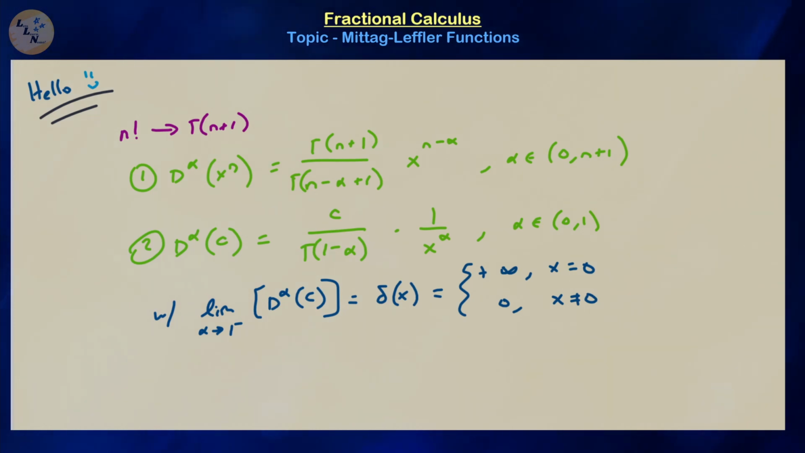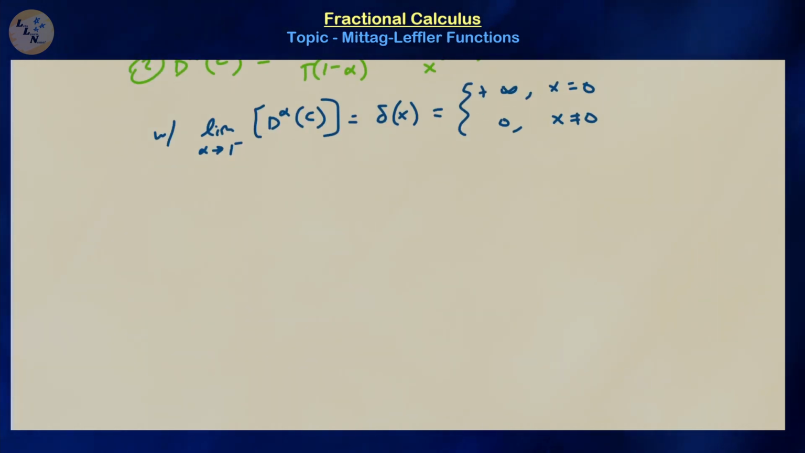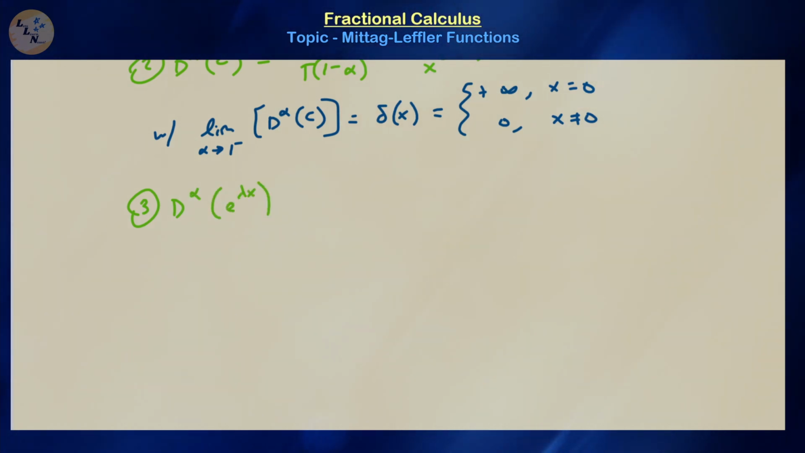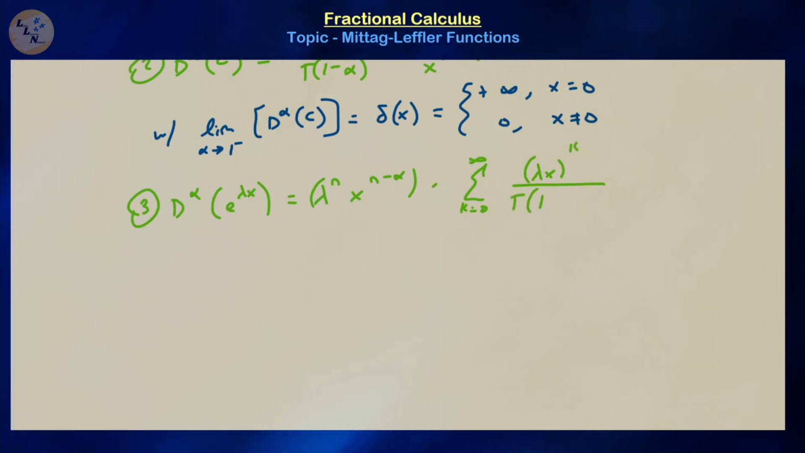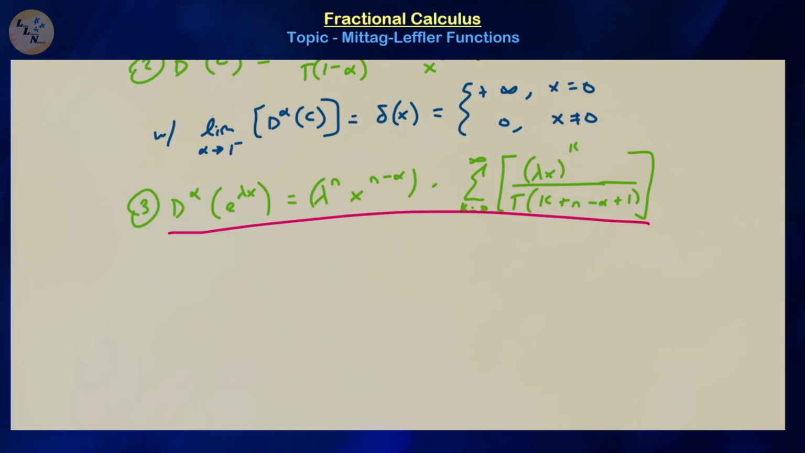All right. In particular, we found that the fractional derivative of an exponential via this extension is equal to a very interesting expression. So the alpha derivative of e to the lambda x, where lambda is a real number, is equal to lambda to the power of n times x to the n minus alpha. So it has a fractional power rule leading coefficient or leading term. Then it's times an infinite series, in particular the sum from k equals 0 to infinity of lambda x to the power of k all over gamma of k plus n minus alpha plus 1. So that is what we call the fractional exponential rule.